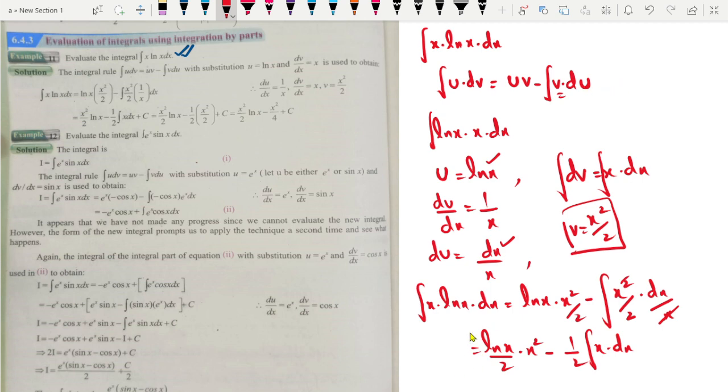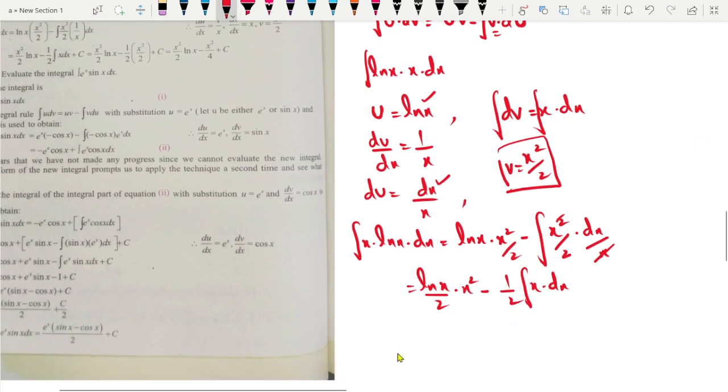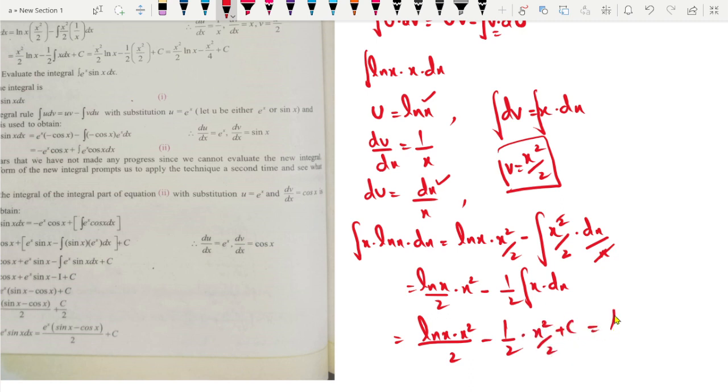By simplifying this one, this will become natural log of x times x square divided by 2, minus 1 by 2. We know that the integral of x is x square divided by 2 plus c. So this is equal to natural log of x times x square divided by 2 minus x square divided by 4 plus c. So this is our answer.